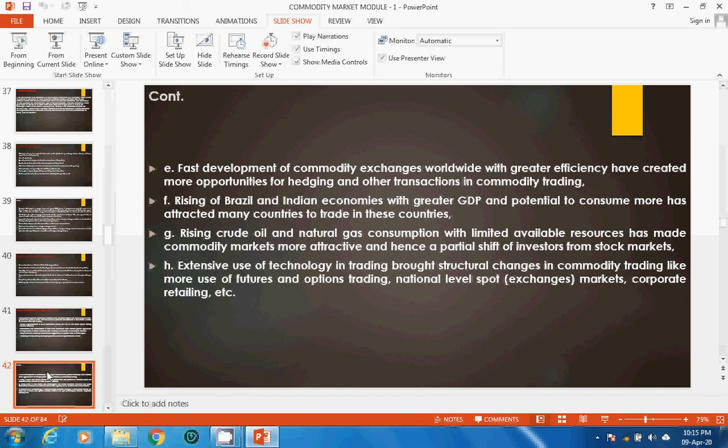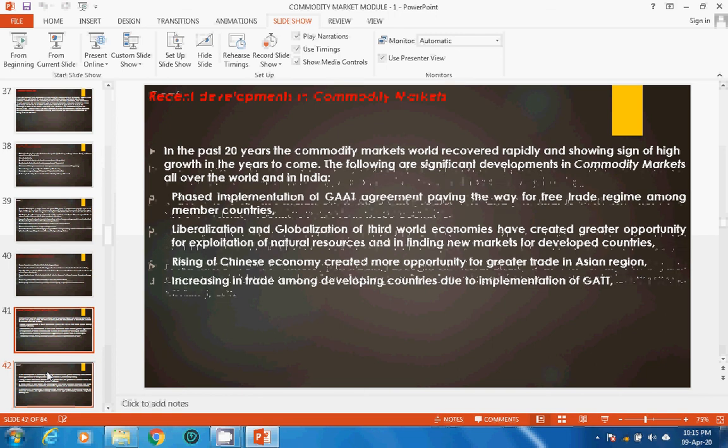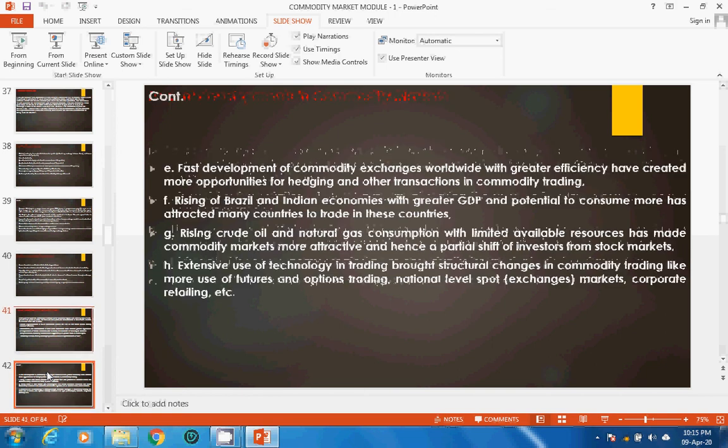Extensive use of technologies in the commodity market brought structural changes in this platform, like more use of futures, options trading, national level spot exchanges, and corporate retailing. So all these helped for the development of these commodity markets in recent years.